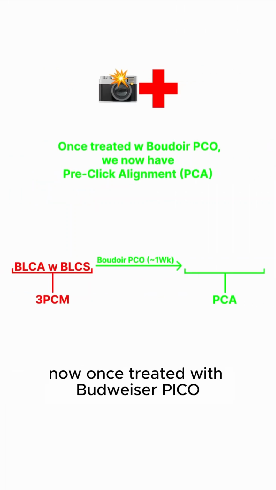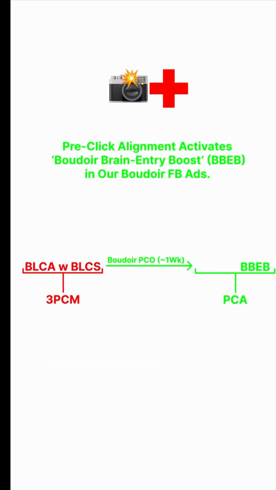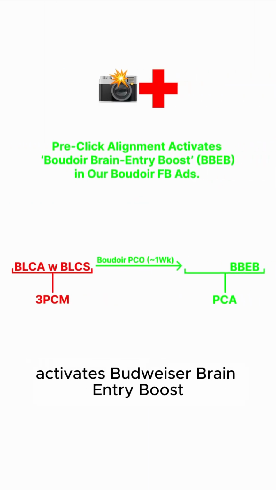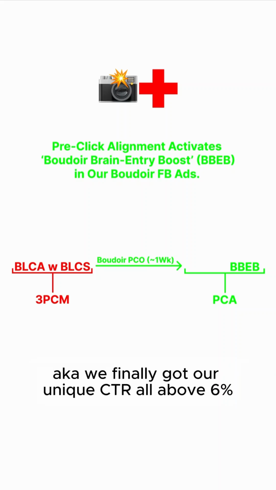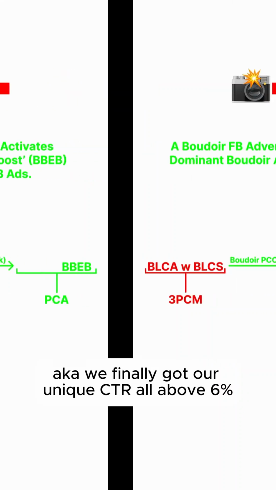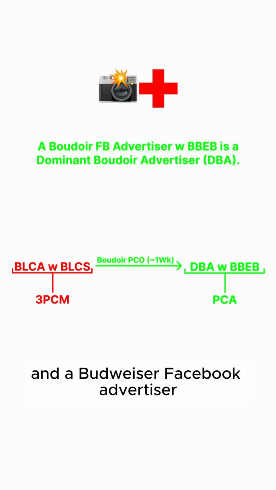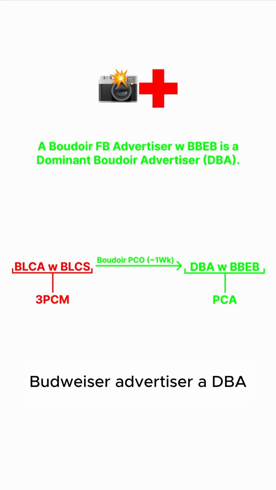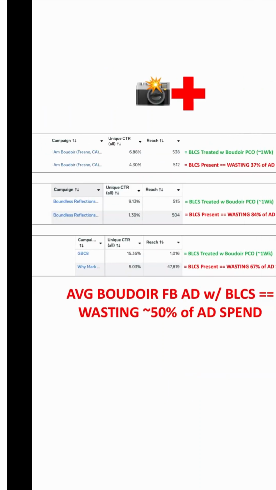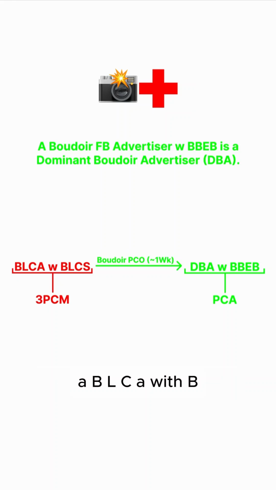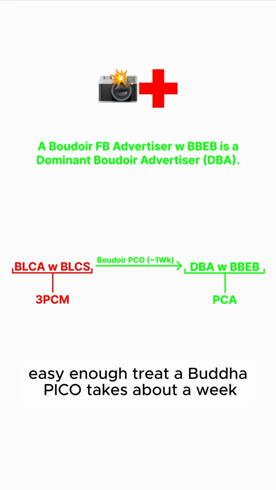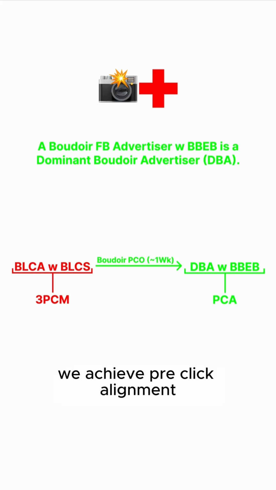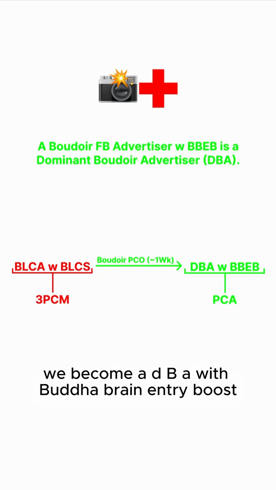Now, once treated with Boudoir Pico, we now have pre-click alignment, PCA. And pre-click alignment activates Boudoir brain entry boost in our Boudoir Facebook ads, aka we finally got our unique CTR all above 6%. And a Boudoir Facebook advertiser with Boudoir brain entry boost is a dominant Boudoir advertiser, a DBA. So here's our full universe. A BLCA with BLCS is caused by the 3 pre-click mistakes. Easy enough, treated with Boudoir Pico. Takes about a week. We invented this. We achieve pre-click alignment. We become a DBA with Boudoir brain entry boost.